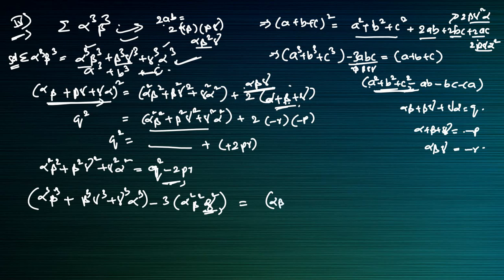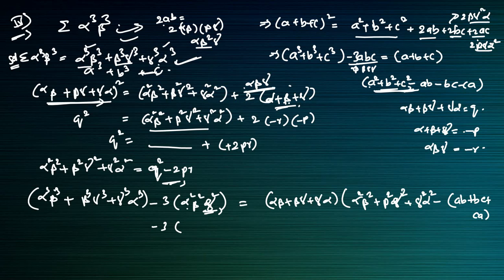alpha beta plus beta gamma plus gamma alpha, into alpha square beta square plus beta square gamma square plus gamma square alpha square minus of ab plus bc plus ca. This value I will write afterwards, after getting the form. Here minus 3 into alpha square beta square gamma square is equal to minus r square, that is minus r whole square. So this total will remain here.